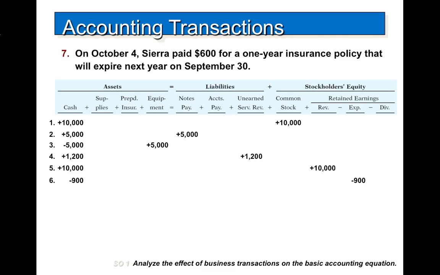7. On October 4, Sierra paid $600 for a one-year insurance policy that will expire next year on September 30th. Since we are paying in advance for the insurance policy, it becomes an asset. We are paying $600 cash, so we will have to decrease our cash. Notice they're on the same side of the equation. Subtract the cash and add to the insurance. Keeps things equal.